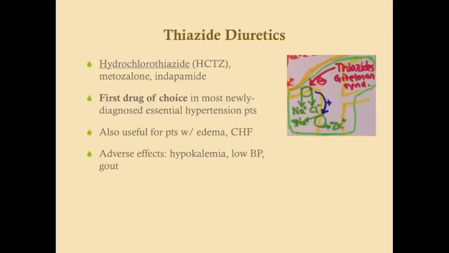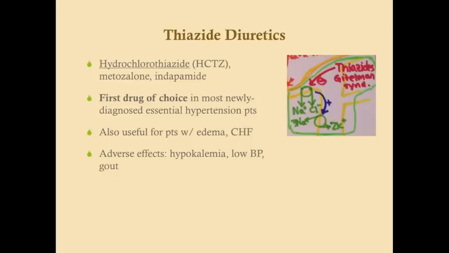So the thiazide diuretics, hydrochlorothiazide is the drug that we prescribe most commonly, and hydrochlorothiazide is going to be your drug of choice in the average newly diagnosed patient with essential hypertension. So this is going to be the first drug you're going to go to. Assuming that they don't have diabetes, assuming that they don't have congestive heart failure in addition, assuming that they don't have any other problems that would relate to their essential hypertension, the first drug of choice that we're going to go to in a newly diagnosed hypertensive will be hydrochlorothiazide.